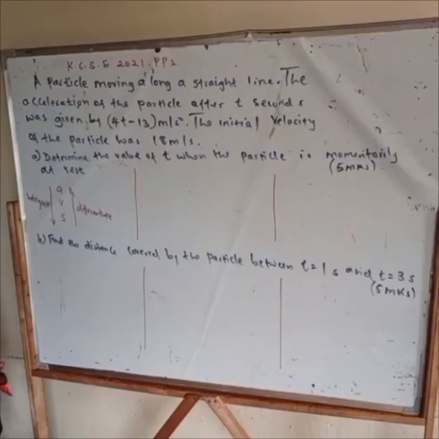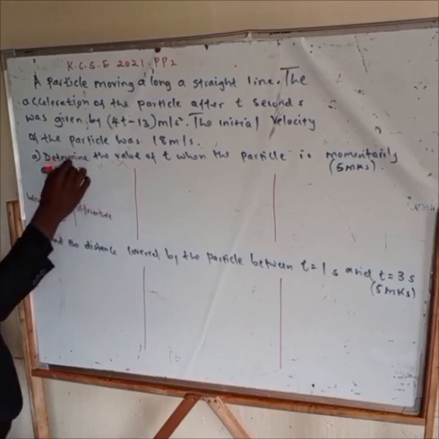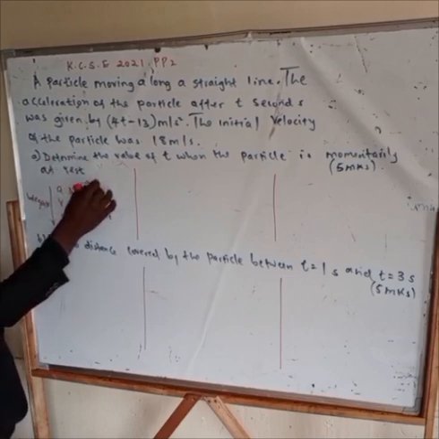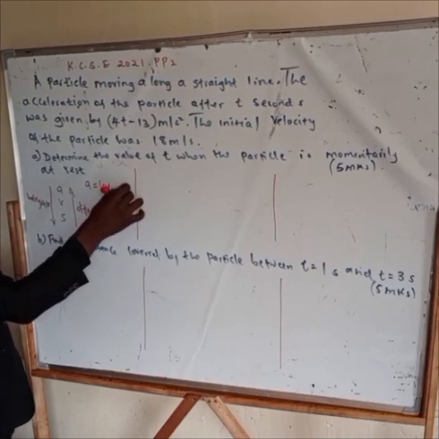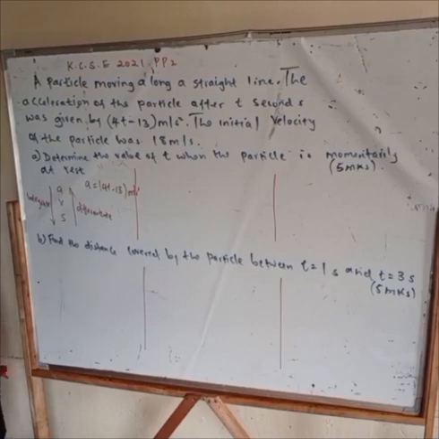That's what I want us to take note. Now I can begin from the first bit, because what you'll be given here is an acceleration, which is given by 4t minus 13 meters per second squared. So that's what you'll be given.